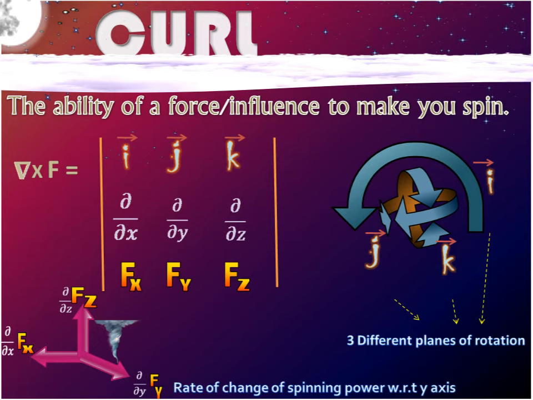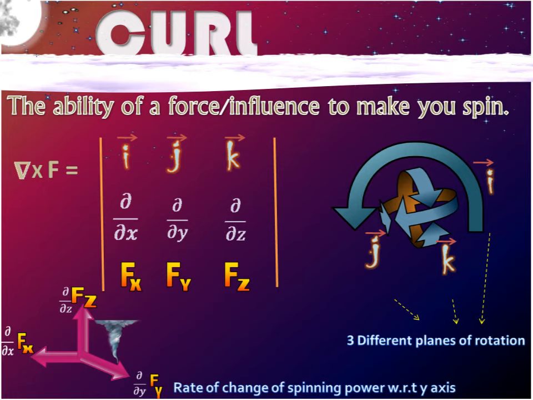K denotes a rotation in a plane that is coming towards you or away from you. Imagine a car moving towards you. The wheels of the car are now moving in a K dimension, a K plane with respect to you. That is, they are moving in front of you, or they may be moving away from you if the car is coming towards you or away from you. So these are the three different planes of rotation.